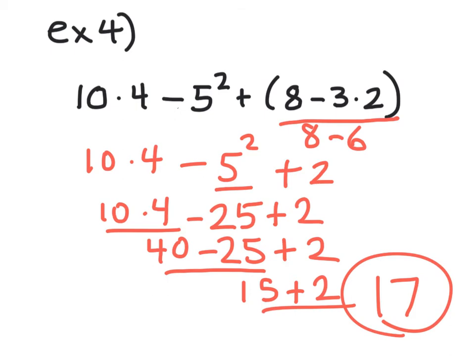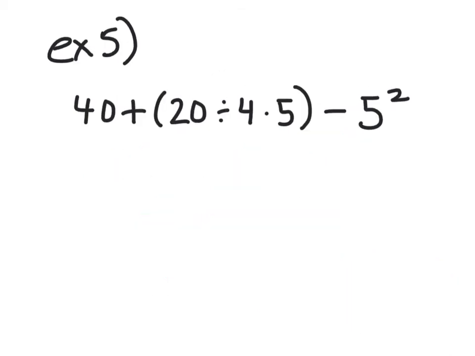Okay, let's try this one. All right, copy the problem down, then pause the video. Welcome back from pausing the video. Let's go ahead and start with the parenthesis. What would you do first? 20 divided by 4 or 4 times 5? That's right, 20 divided by 4. Then you'd go 5 times 5. So the parenthesis simplifies to make 25.